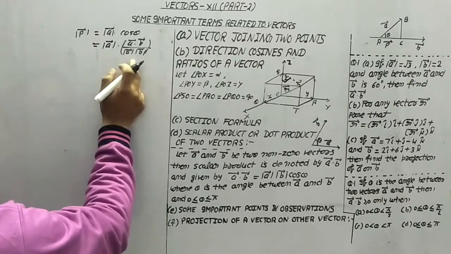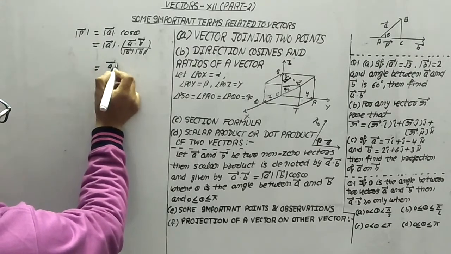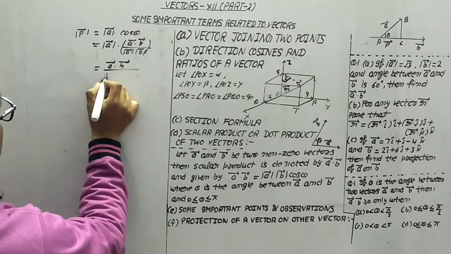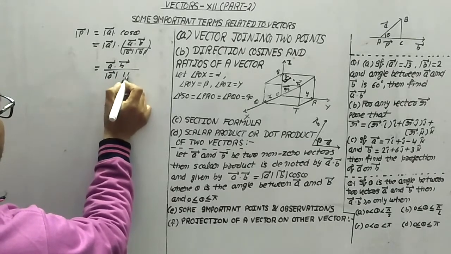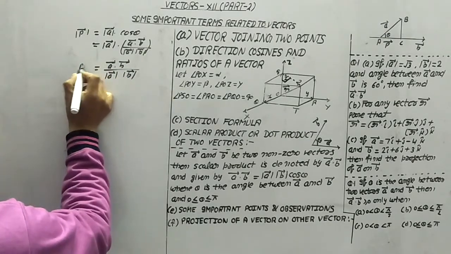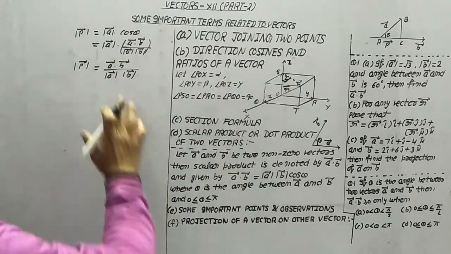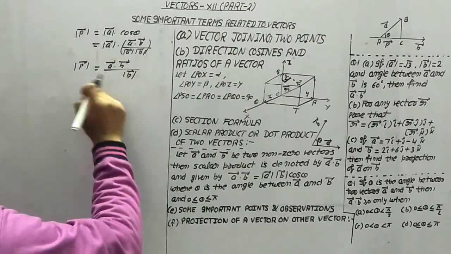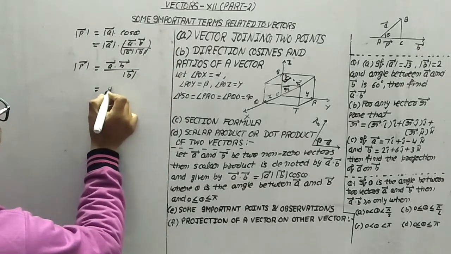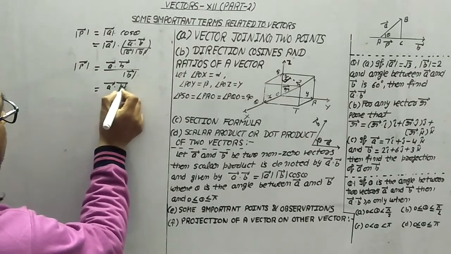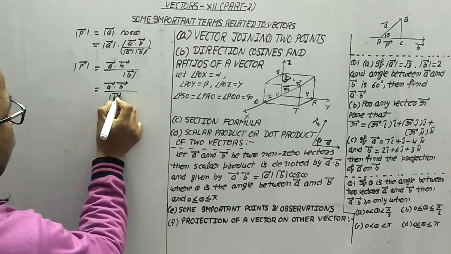This magnitude of A cancels out. It means we have A dot B upon magnitude of B. So this is the projection of vector A on B. And this is the rule to find the projection of vector A on B: it is equal to A dot B upon magnitude of B.